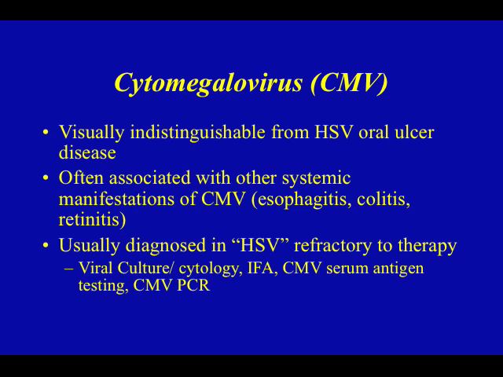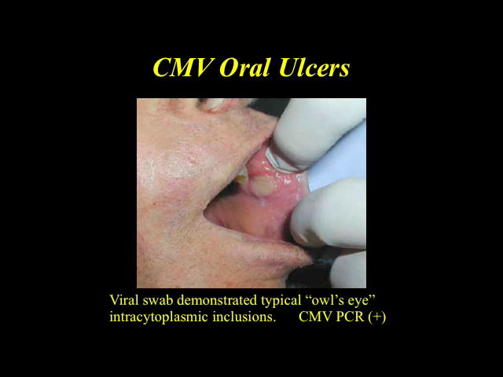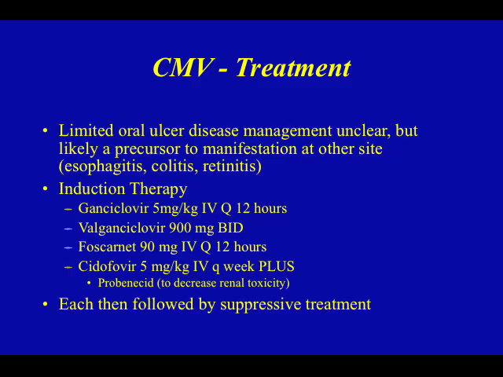CMV looks just like HSV, just maybe with a little bit bigger ulcers, but clinically it's very hard to diagnose. That's why biopsy is again the standard of care, because the treatment is different. Acyclovir or any of the thymidine compounds do not work for CMV. And as you can see, the ulcers are a little bit bigger, but clinically they will look just like HSV.